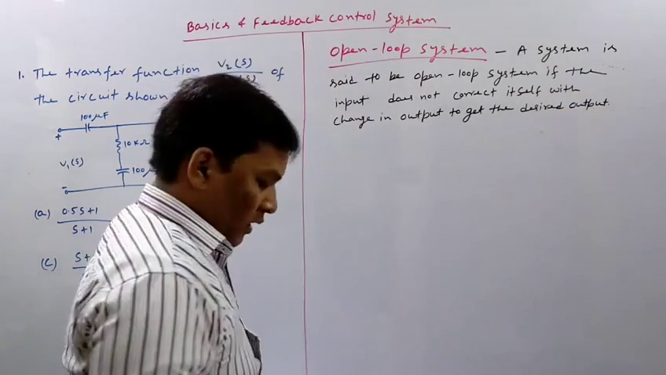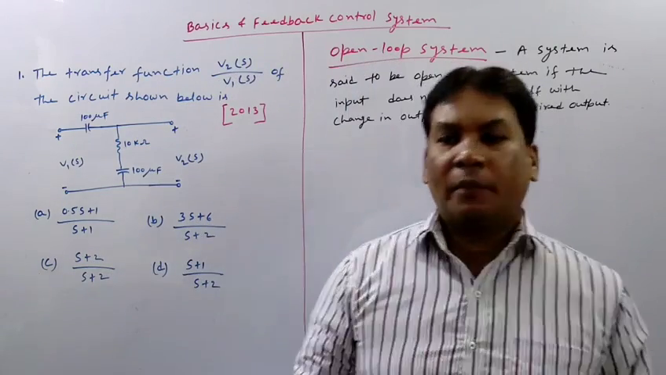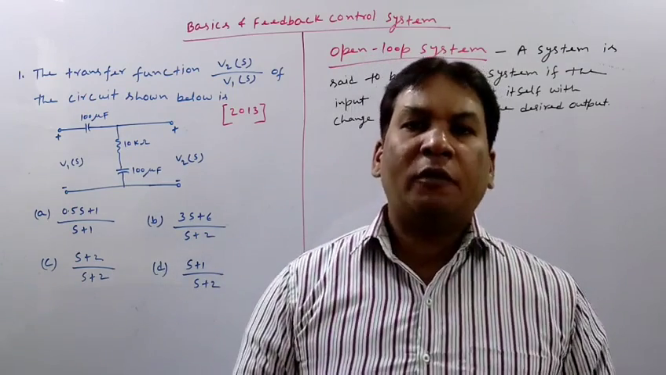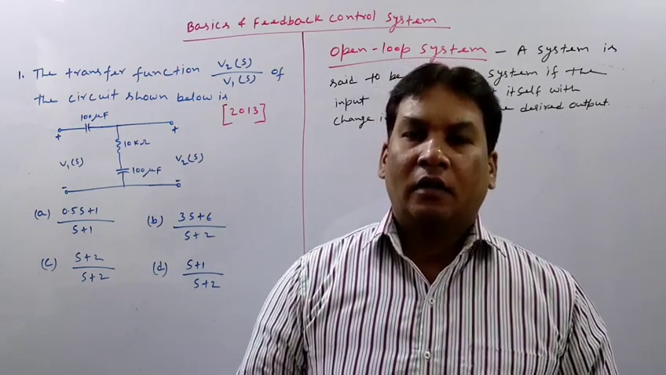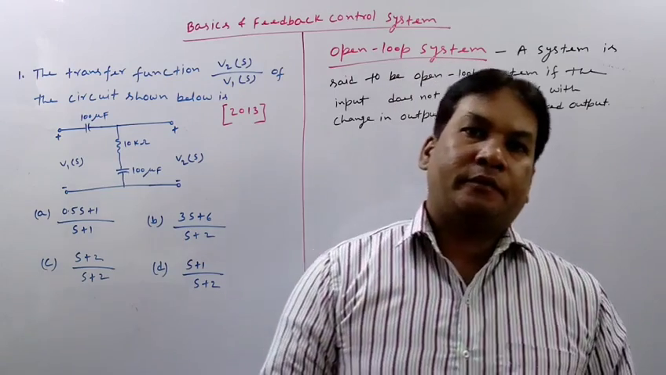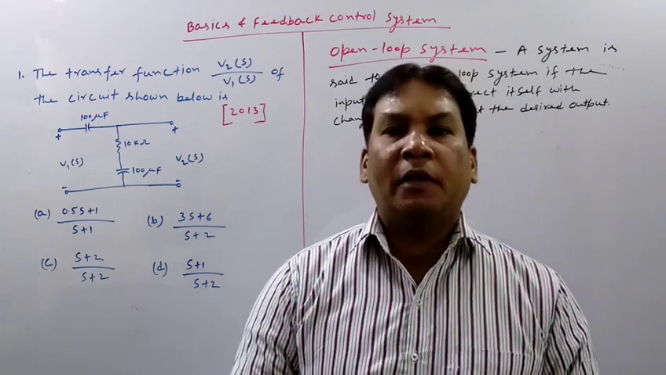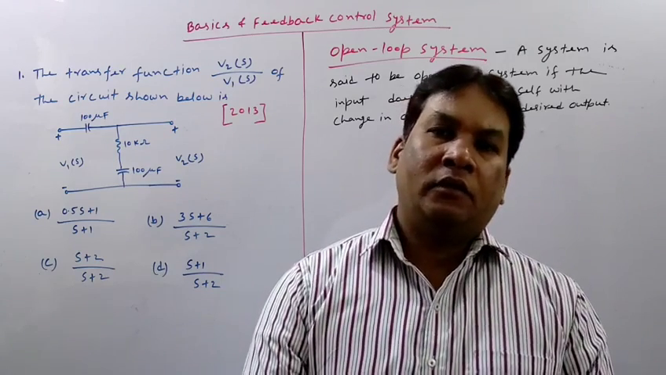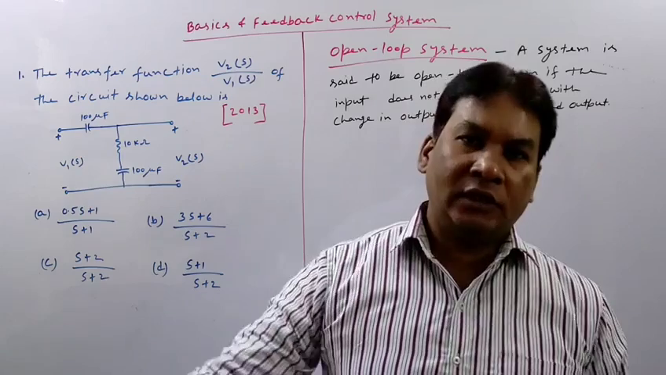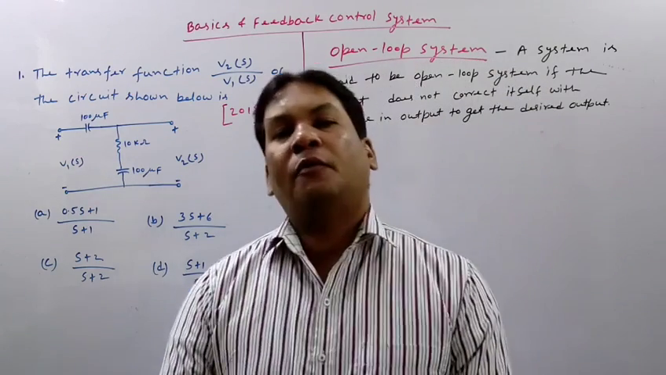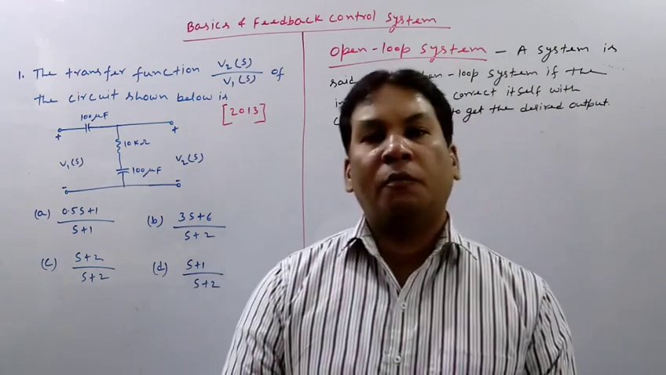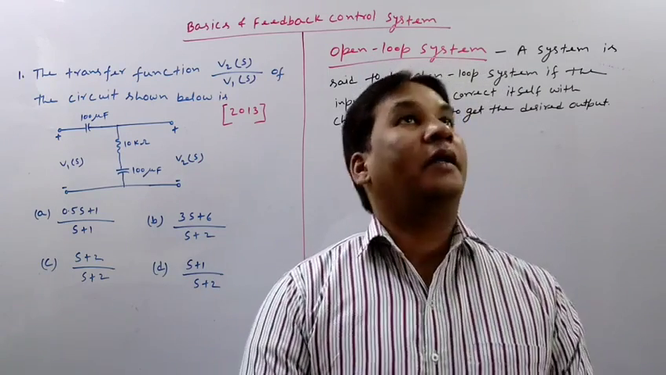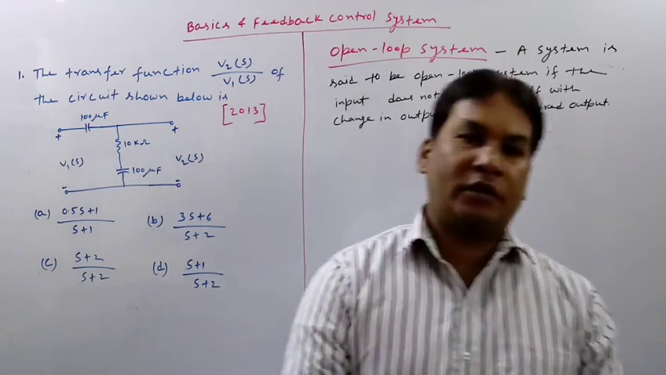So what it is saying is, if the input is not correcting itself, suppose the output is changing, so the input must correct, otherwise the system will remain on, and the output will go on changing and changing. Can you give me any example of such a type of system? Yes, a fan is an open loop system.